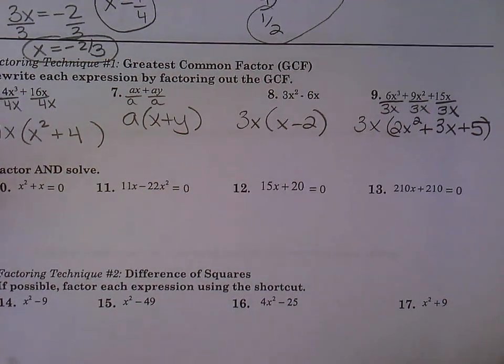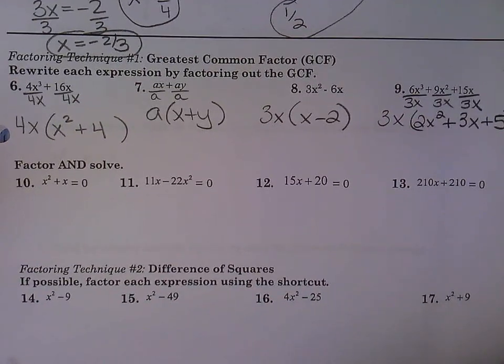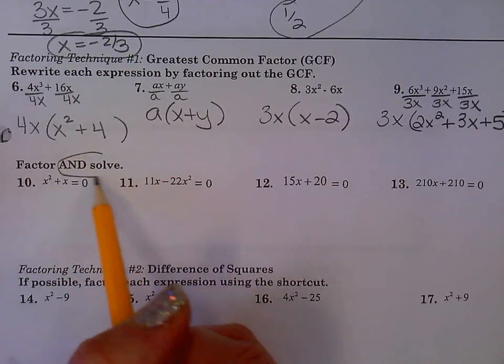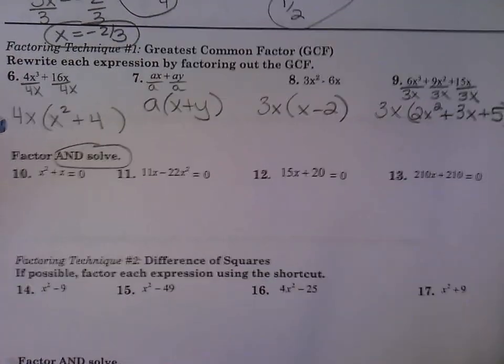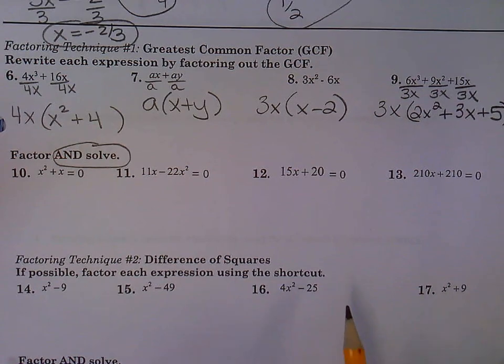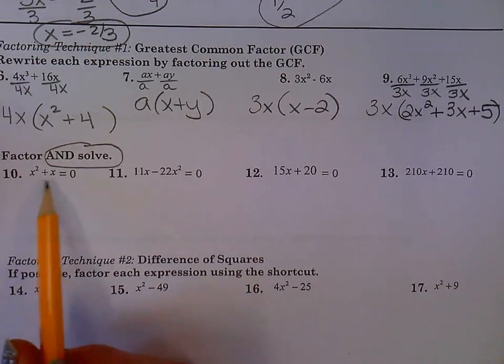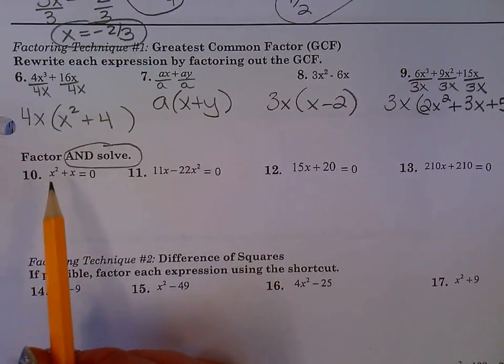Okay, how are numbers 6, 7, 8, 9 different than 10 through 13? There's a slight difference in the directions. Now this one says, and solve. So once we have factored form, we're going to do the zero product property and actually solve for x. So let's do this first one together. What's the greatest common factor on number 10?